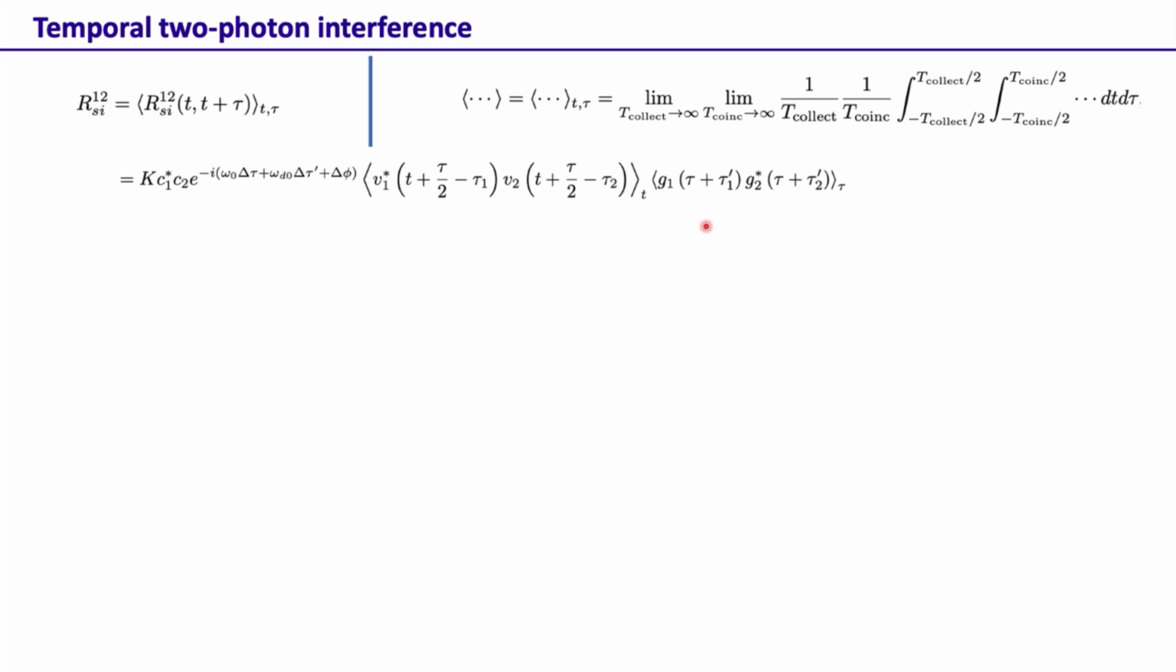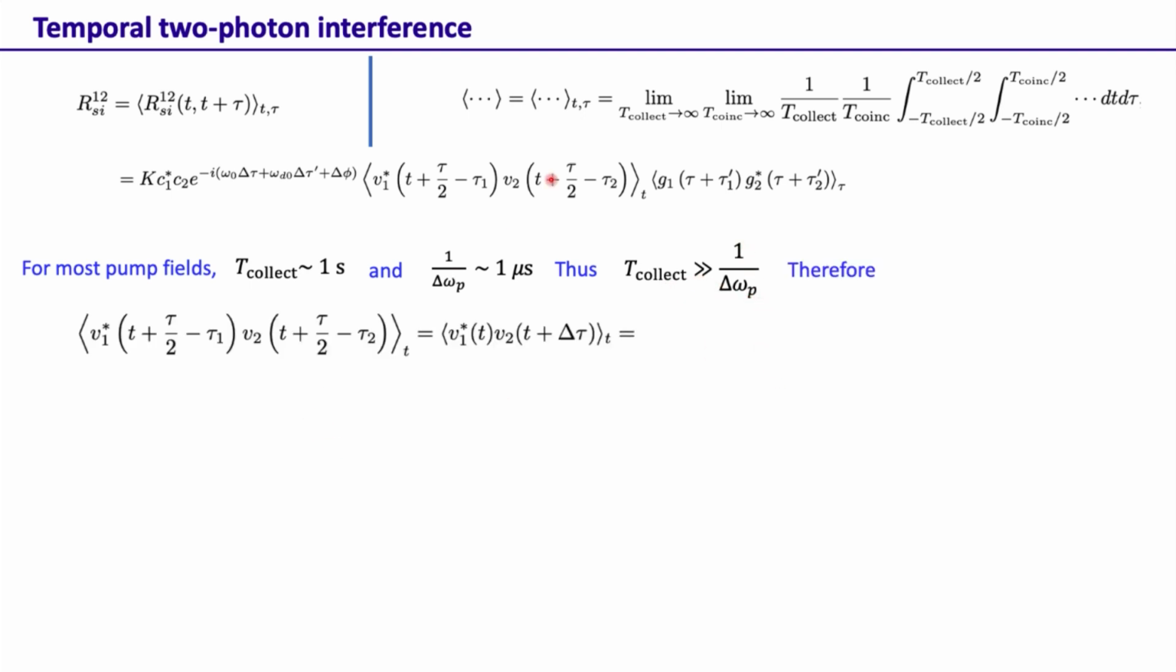For this, we do this time averaging over t and tau, but let's just realize that this t collect in experiments is typically of the order of a second. That is the time over which the signals are collected is about 1 second, and the inverse frequency bandwidth of pump lasers is of the order of 1 microsecond. So we have that t collect is much larger than 1 over delta omega p. As a result, this average will then just depend on the difference. So this will only depend on the difference of the two arguments.